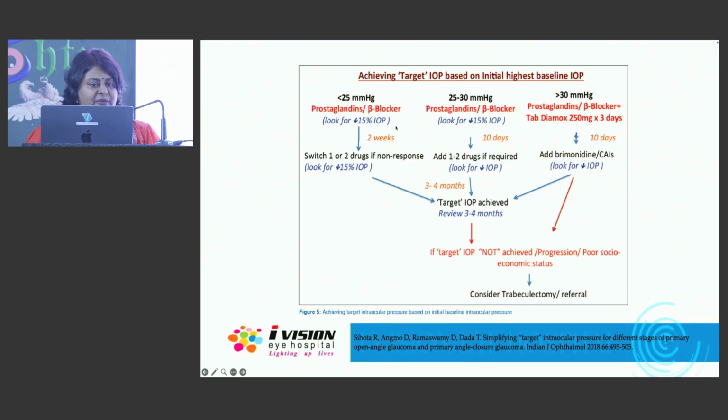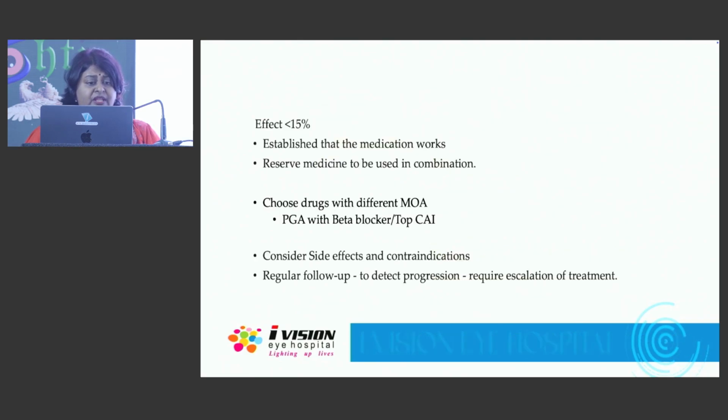If the IOP is less than 25 millimeter of mercury, prostaglandins or beta blockers alone, if you look for a 15% drop. If it is 25 to 30, you might have to add another medication. If it is more than 30, you also start Diamox and probably start the second medication on follow-up. If the effect is less than 15% and it is established that the medication works, reserve that medicine to be used in combination.